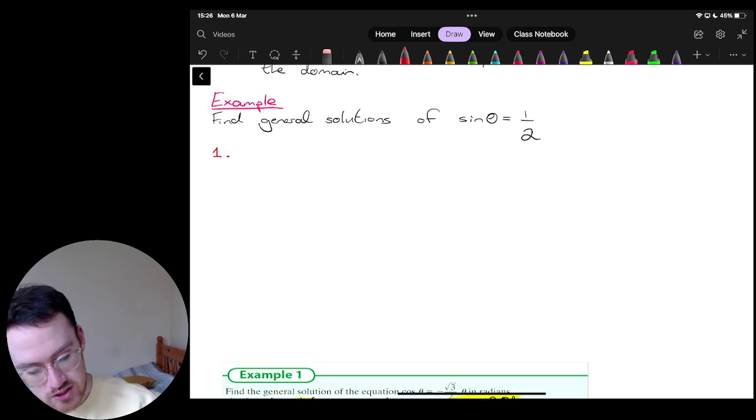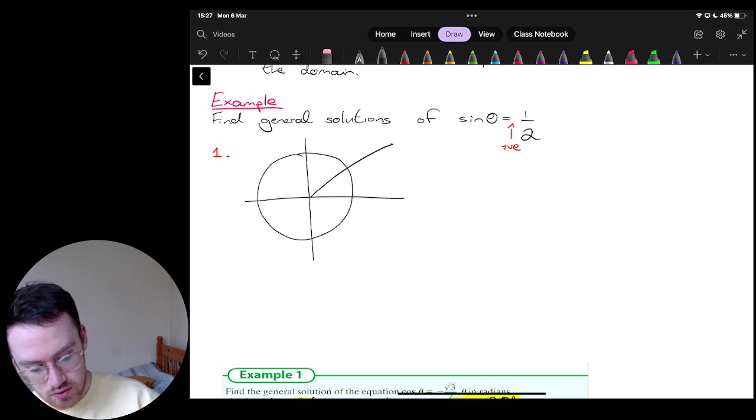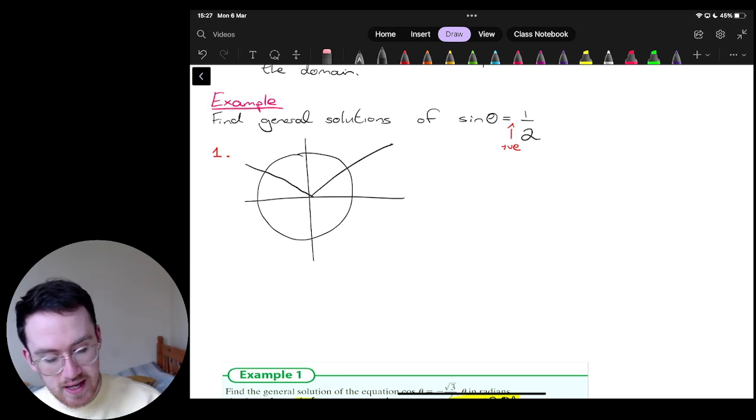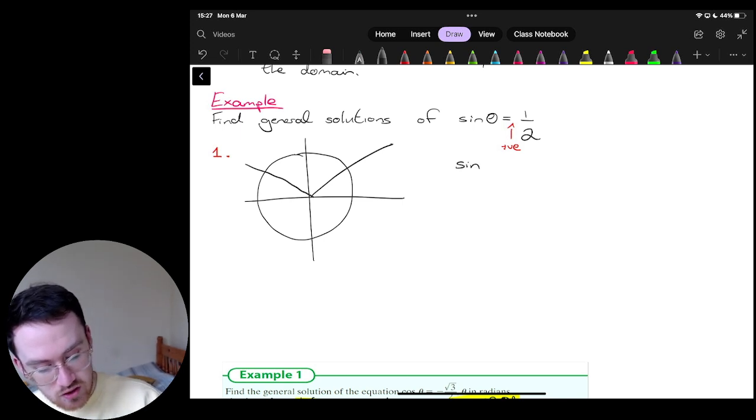So we look at the question, we see that the answer is positive. We know for sine that sine is positive in two quadrants. It's the first quadrant and the second quadrant. Okay, so those are where our two solutions are going to lie. What we need to do is find our reference angle.